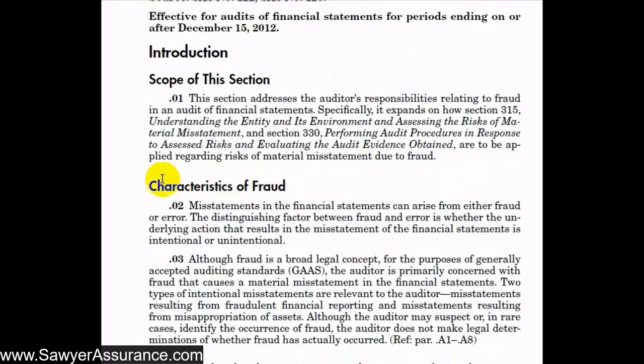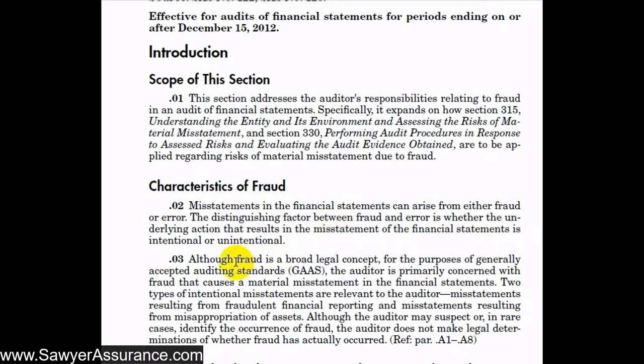Going down to the section characteristics of fraud, AUC sections 240.02 through 03, it explains in what way GAAS views fraud. As we discussed, misstatements can arise from fraud or error, and the distinguishing factor is whether the underlying action that results in the misstatement was intentional or unintentional. An intentional misstatement would be fraud, an unintentional misstatement would be error.